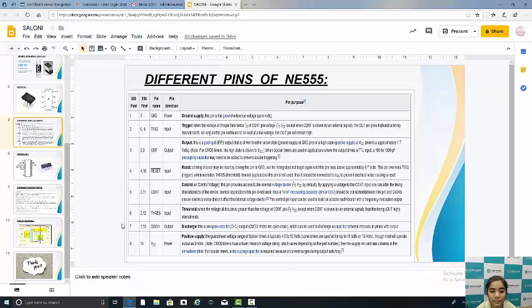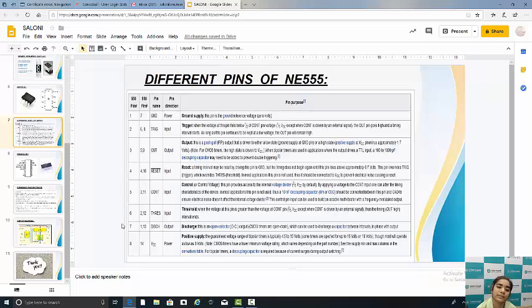So the first pin is ground. The first pin is directly connected to the power supply and ground supply. This pin is the ground reference voltage. At the first pin, the voltage is 0.